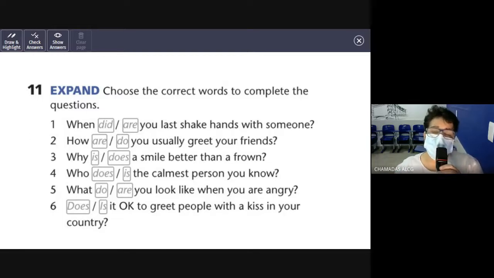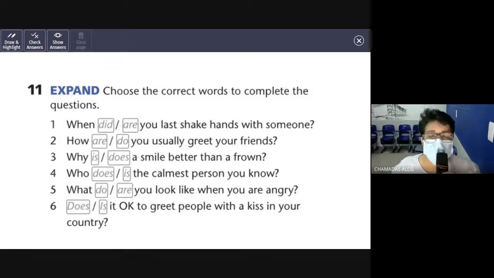not so much because we are in a pandemic, so we avoid shaking hands. But in the past, we used to shake hands when we met someone in a formal way. So to shake hands is to really touch the hand of the other person. Okay, you do like this. All right.